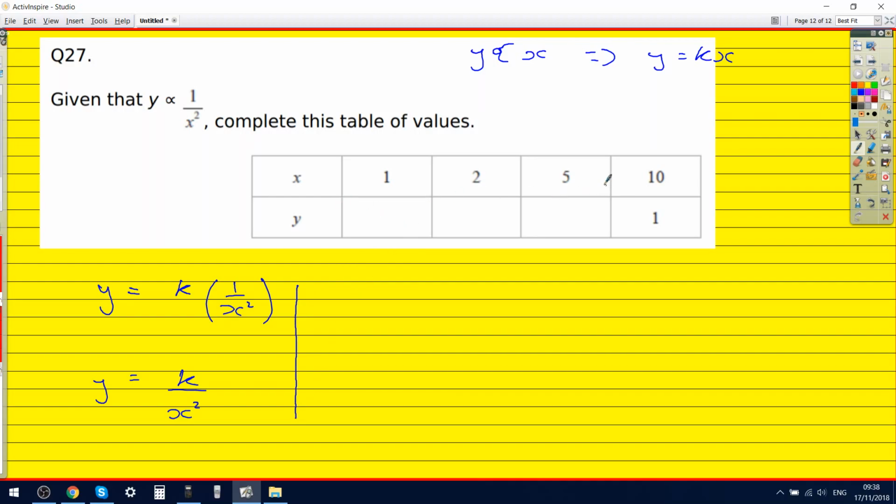Okay, how do we fill in this stuff? So y equals k over 1 squared. So 1. And then no, hold on. What is x? What is y?